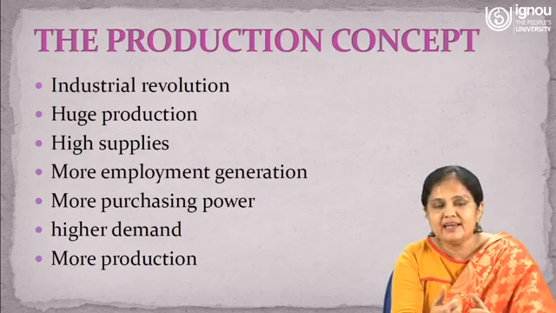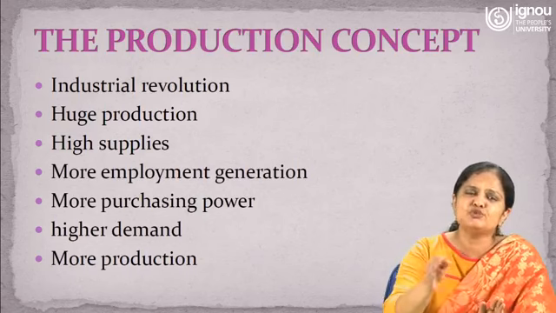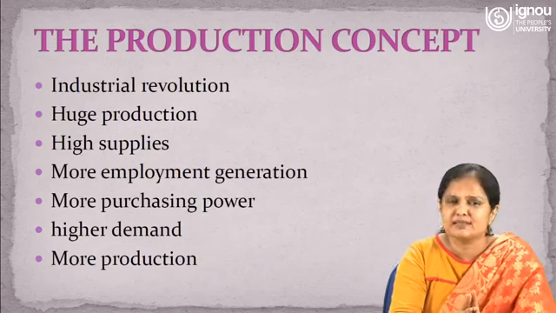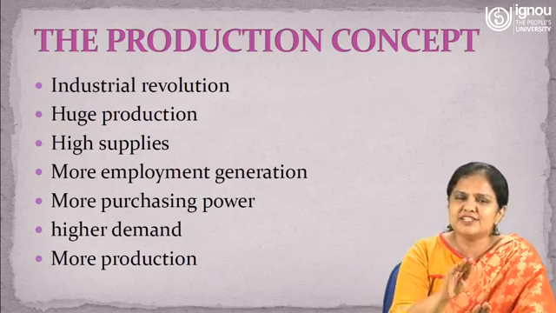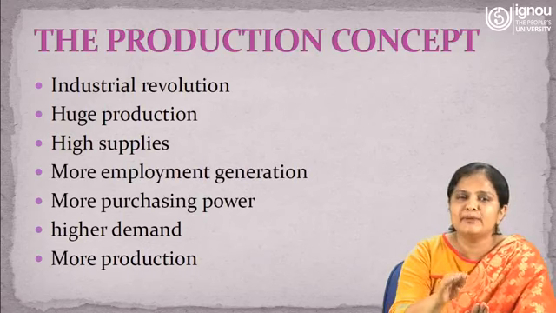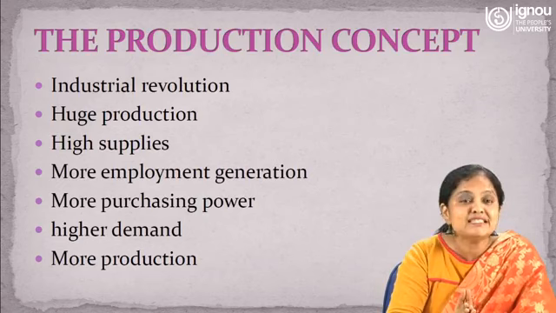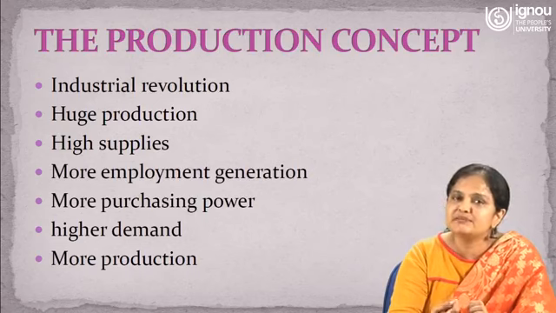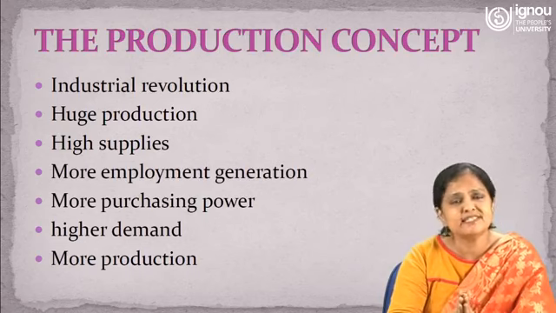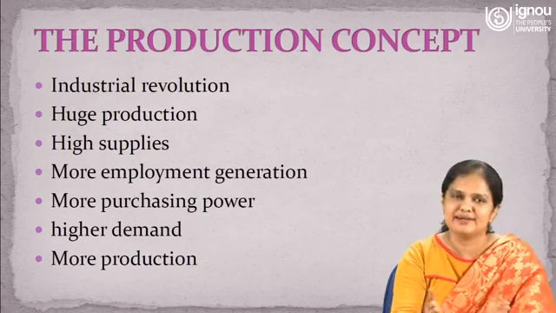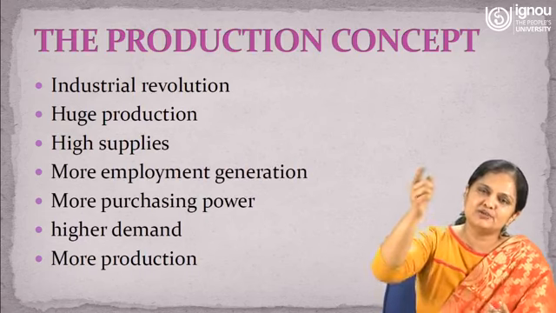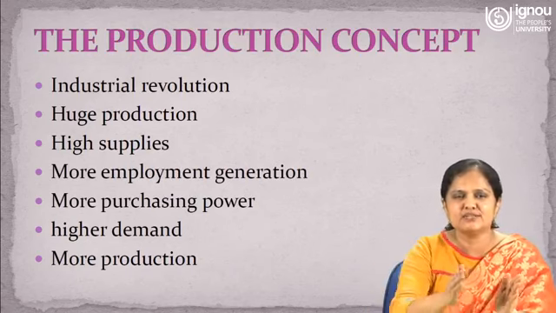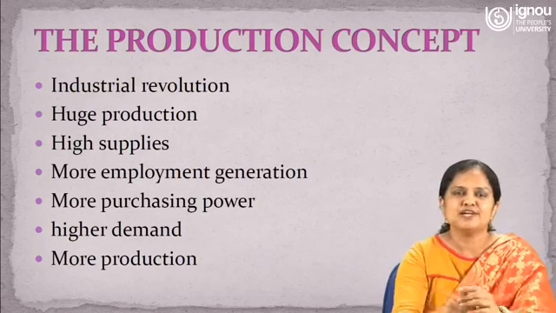The industrial revolution began, and it led to huge production of goods or commodities. When there was huge production of commodities, the supplies were also higher. Not only that, with huge production, you can see more employment generation also. More employment generation means an increase in purchasing power, because people are getting jobs. More purchasing power leads to higher demand. With higher demand, production will again be higher. So this way the cycle is completing, one thing leading to the other. Huge production is leading to huge production again. So this was the production concept.